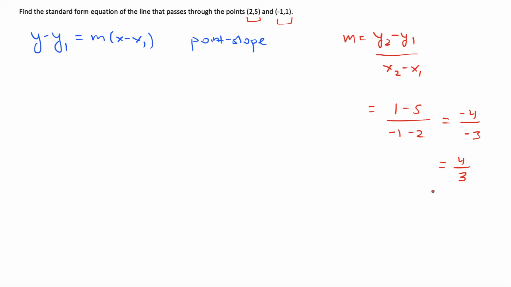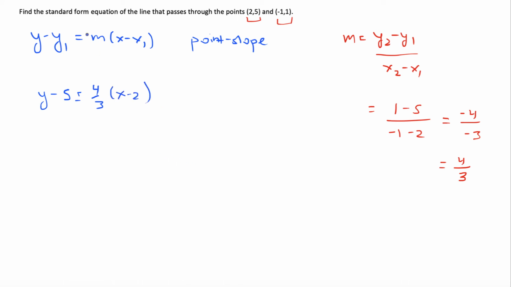So now what we can do is plug in the slope here for m, and then plug in the point. Now notice we do have 2 points, so it actually does not matter which point we plug in. But we did call this one x1, y1, so let's go ahead and plug that in. So y minus 5 is equal to 4/3 times (x minus 2).